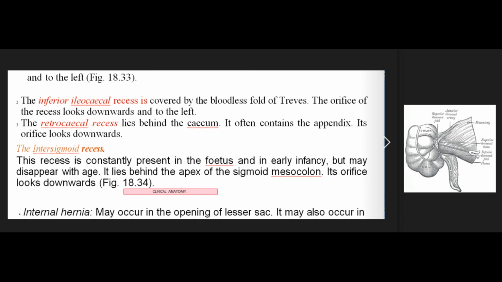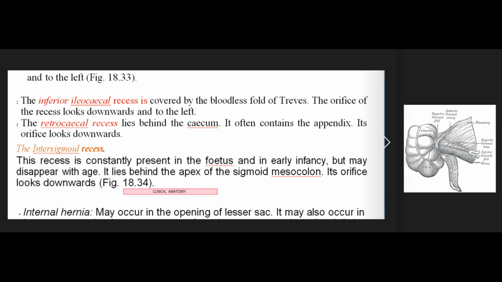Cecal fossae. 1. The superior ileocecal recess is quite commonly present. It is formed by a vascular fold present between the ileum and the ascending colon. Its orifice looks downwards and to the left. 2. The inferior ileocecal recess is covered by the bloodless fold of Treves. The orifice of the recess looks downwards and to the left. 3. The retrocecal recess lies behind the cecum. It often contains the appendix. Its orifice looks downwards.